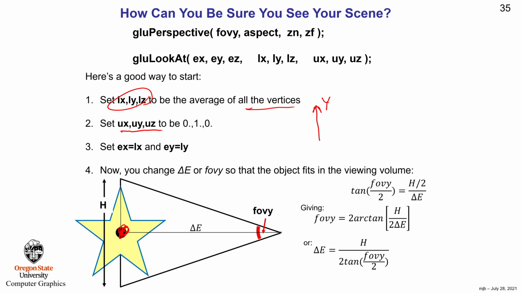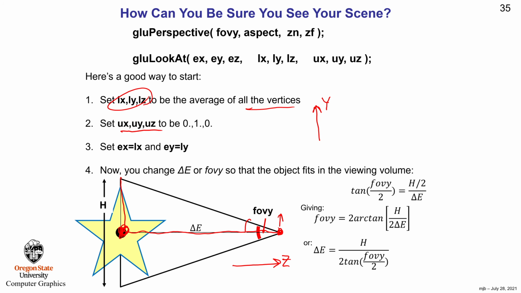So I'm going to put the eye out here. It's got the same x, which we can't see, and it's got the same y as the look. This is z coming out this way, so we can't see x, it goes in. So the question is, how far away do I want to put the eye so I can see everything? Well, let's look at this triangle.